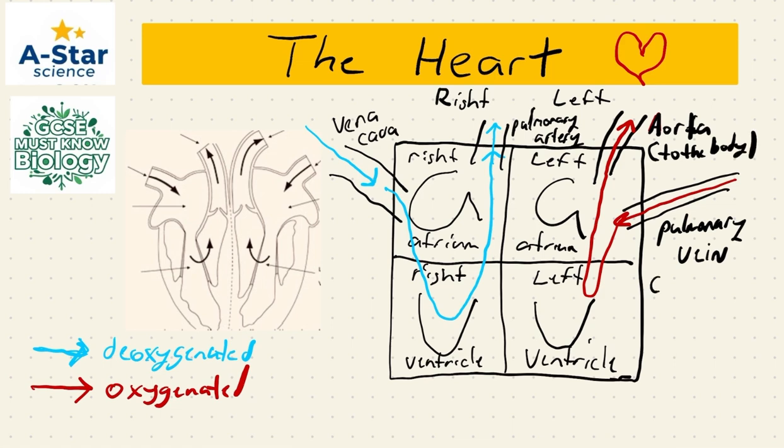The pulmonary vein is from the lungs. The vena cava is from the body, carrying deoxygenated blood. And the pulmonary artery is to the lungs.